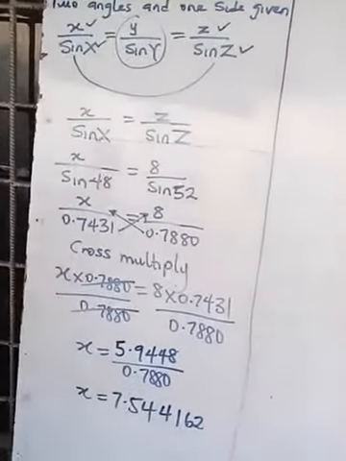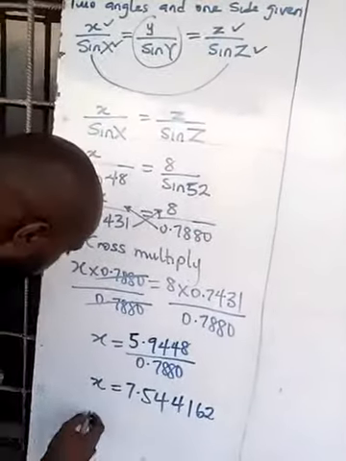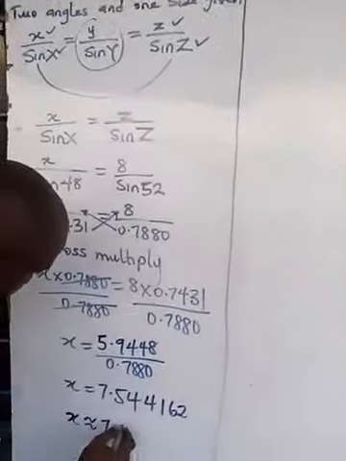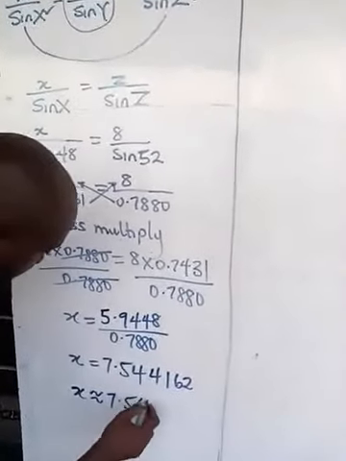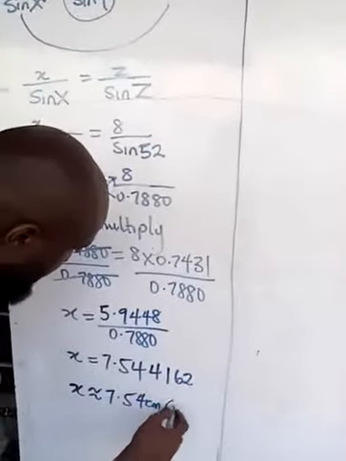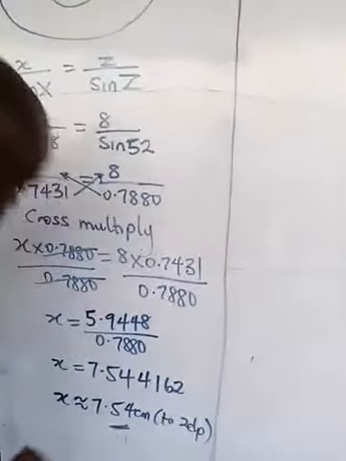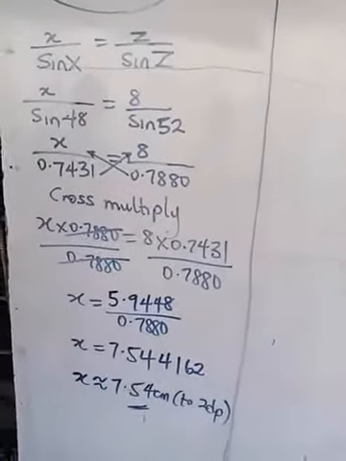Now, to one decimal place is okay. So let's just say x is approximately equals to 7.5, okay, let's say 7.54 to 2 decimal places. So we are leaving this to 2 decimal places. I don't want to approximate further because this is it.